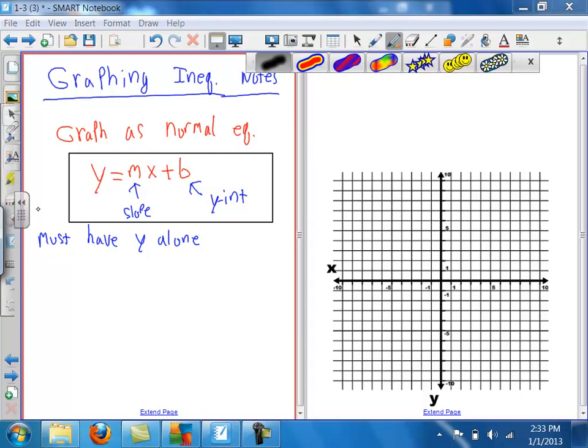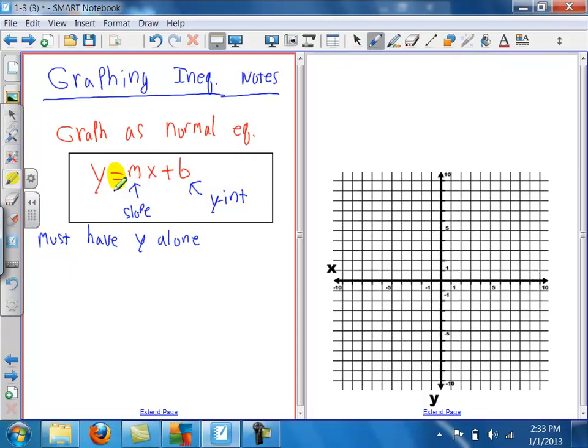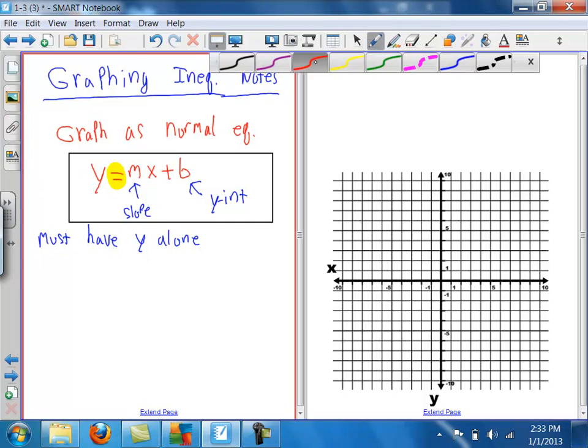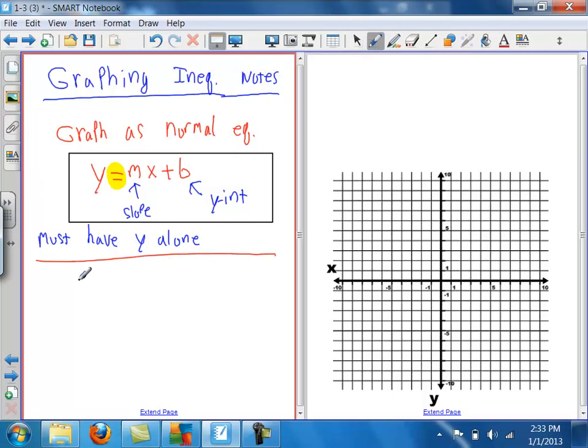This symbol right here is going to be the only thing that's different right now. Nothing else is changing. So let's just look at an example. We'd have y is greater than or equal to, maybe. Oh, actually, we did that in the last one, so let's do something else. Let's do less than 3x, and let's say there's nothing after that.